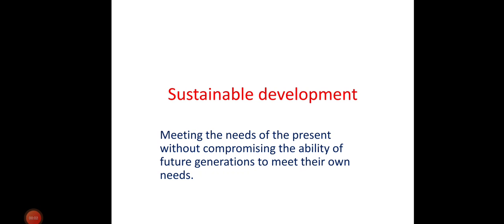In this unit, we are going to see about sustainable development. What is sustainable development? Meeting the needs of the present generation without compromising the ability of future generations to meet their own needs.